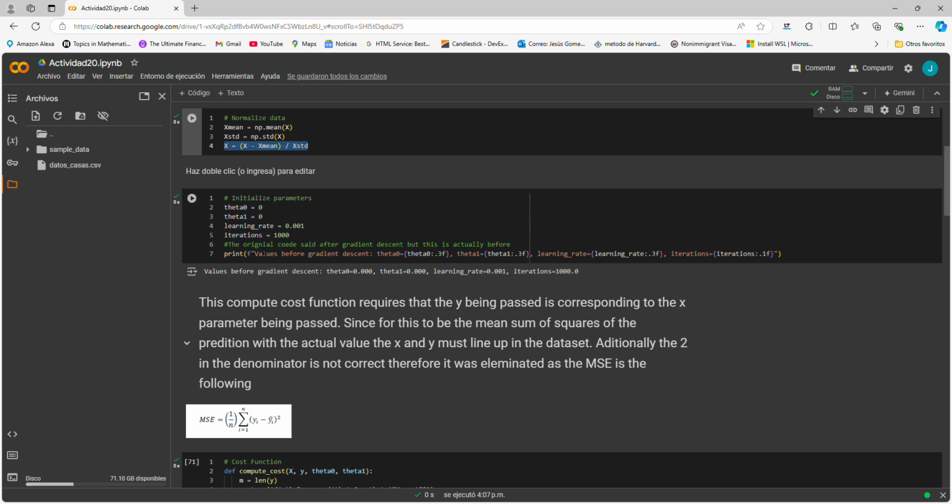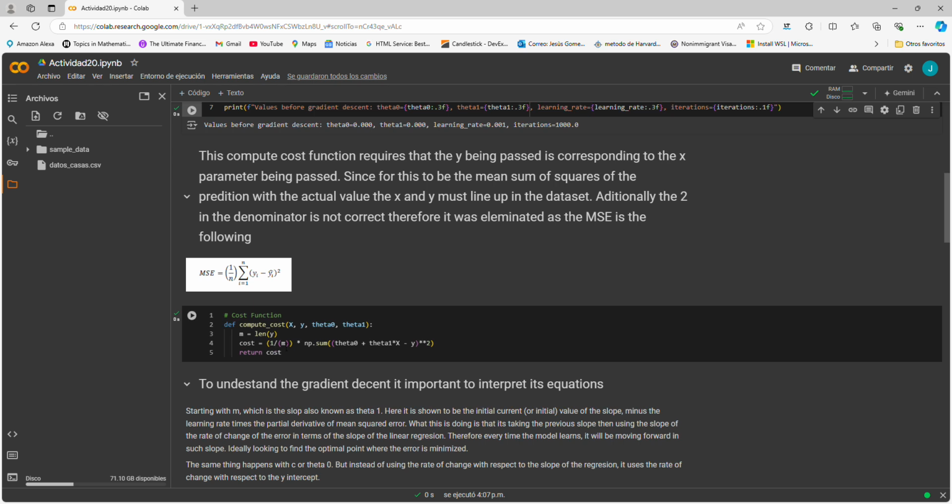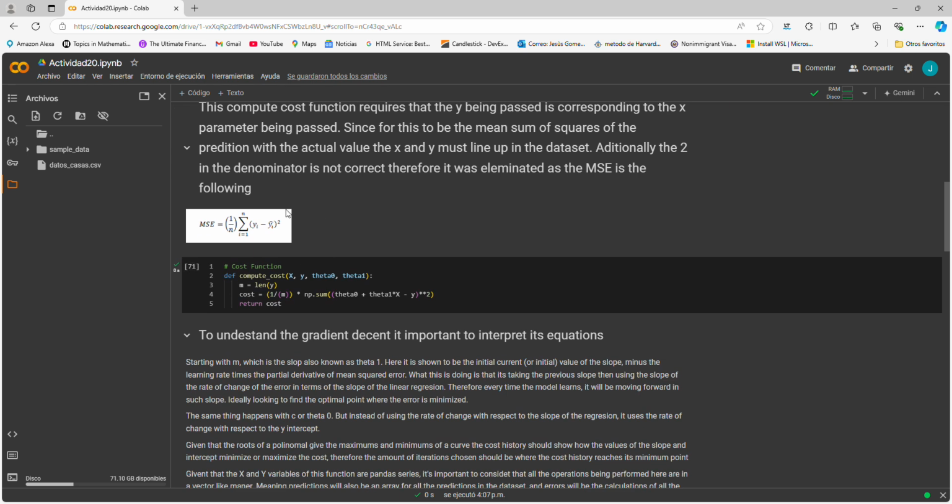And then we're going to be creating some initial parameters, which we're going to be changing, these two right here, later on to see how they affect the errors. And then we have our cost function, which actually had an error because it had 2 times n in the original, so we eliminated that. And this right here would be the same as our y hat right here.